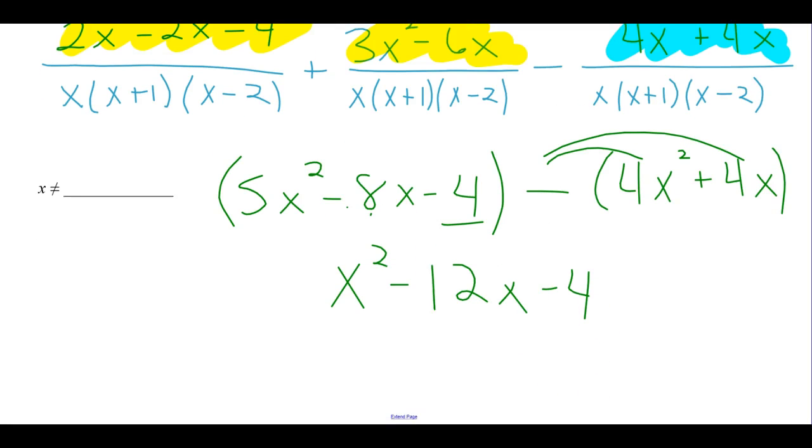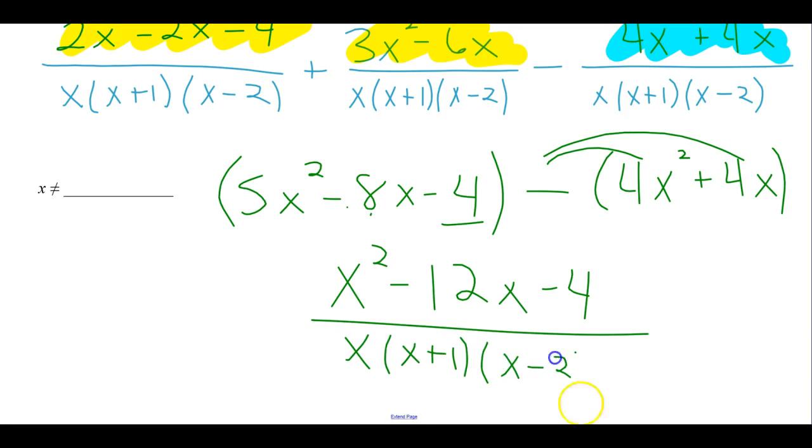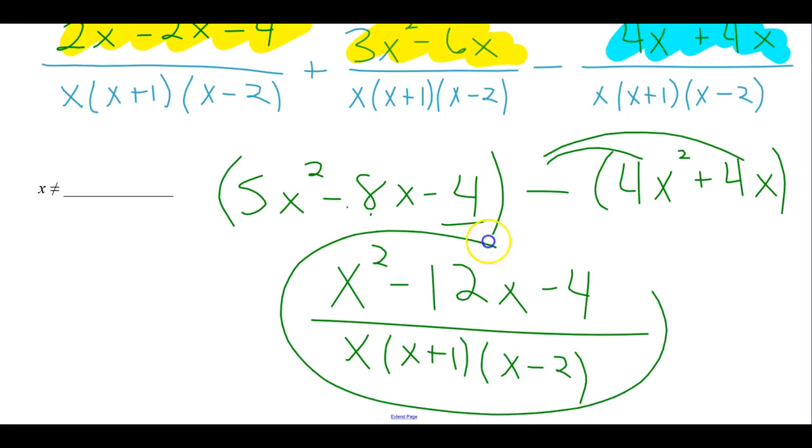All over the common denominator of x times x plus 1 times x minus 2. And that is your answer. The top doesn't factor. There's no factors of 4 that add up to 12.